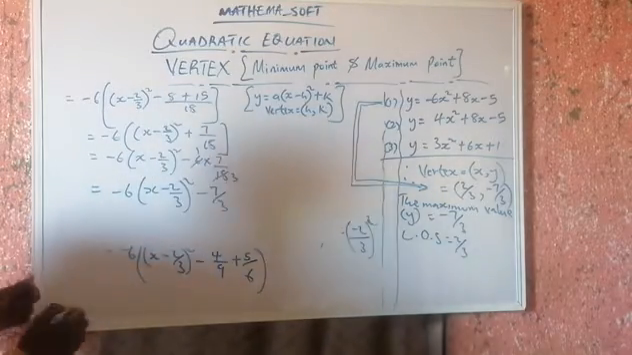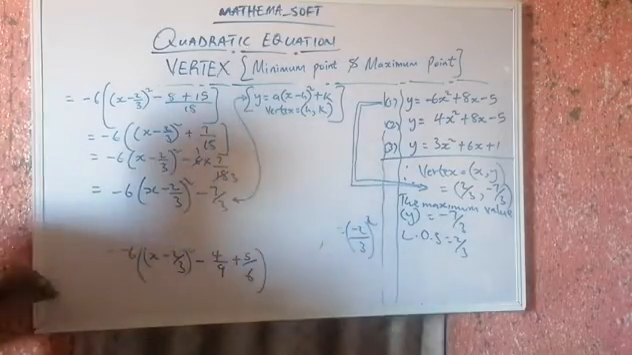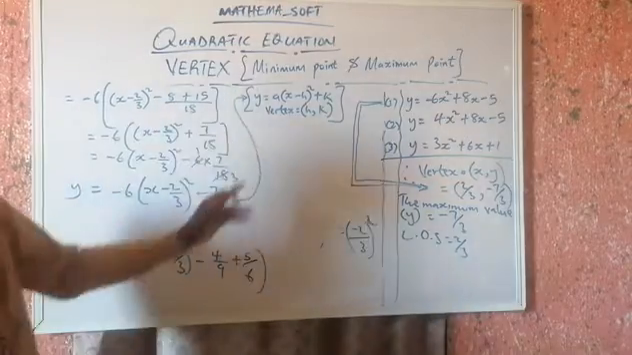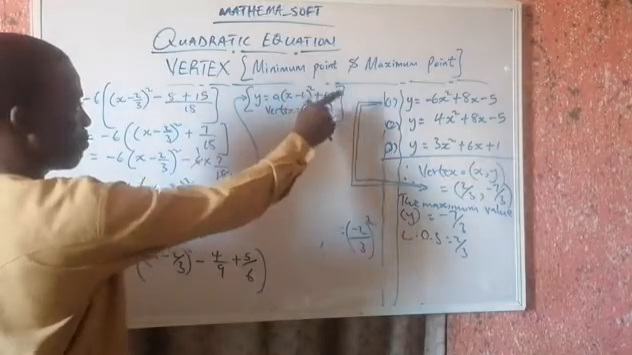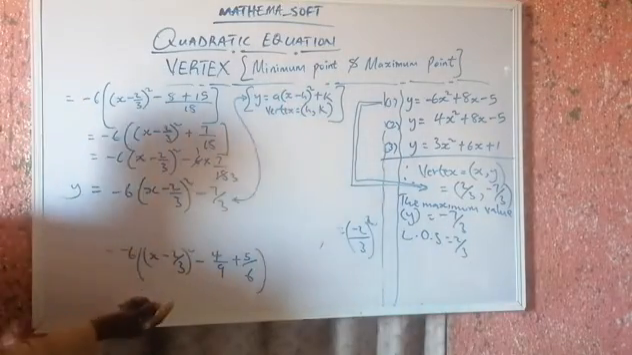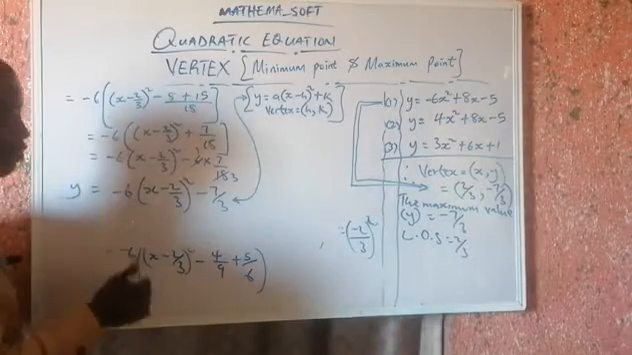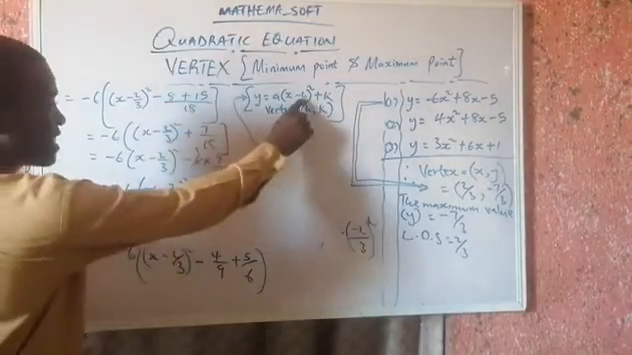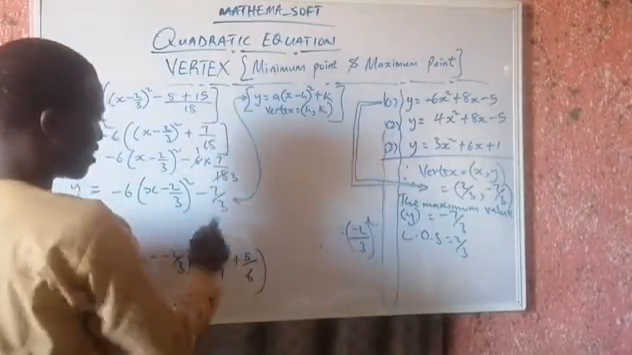So let's compare now with this form. You can see that we have successfully written this in the form a bracket x minus h squared plus k. If we are to state everything out, our a will be minus 6, which is definitely correct. Our h in this case is 2 over 3, and then our k is minus 7 over 3.